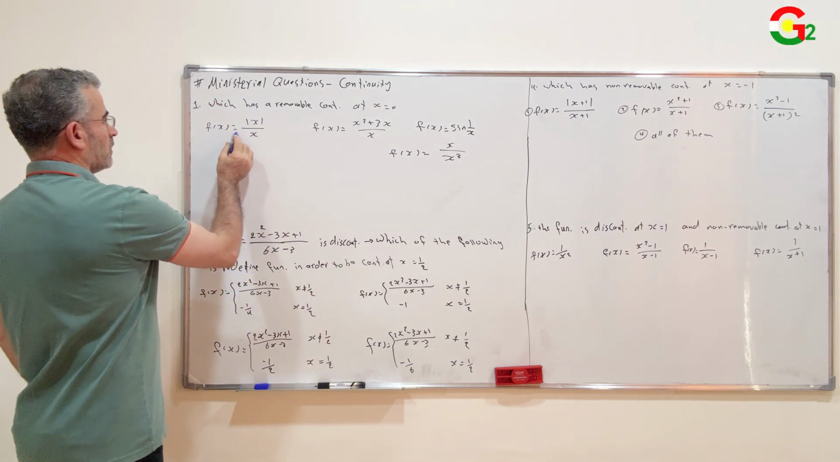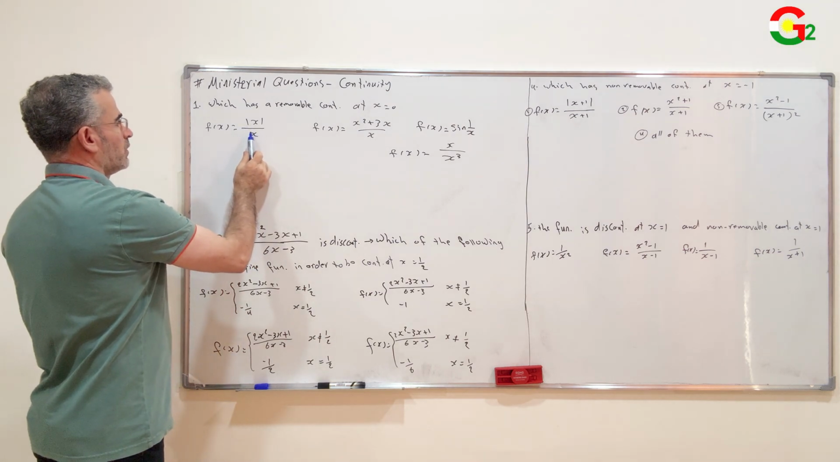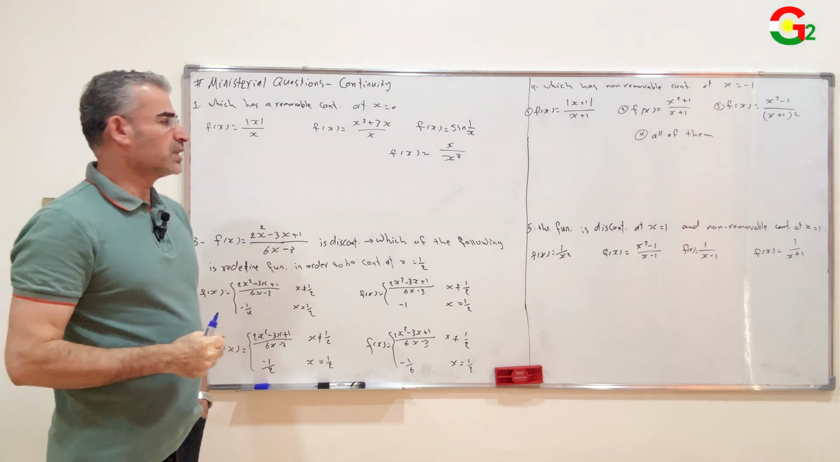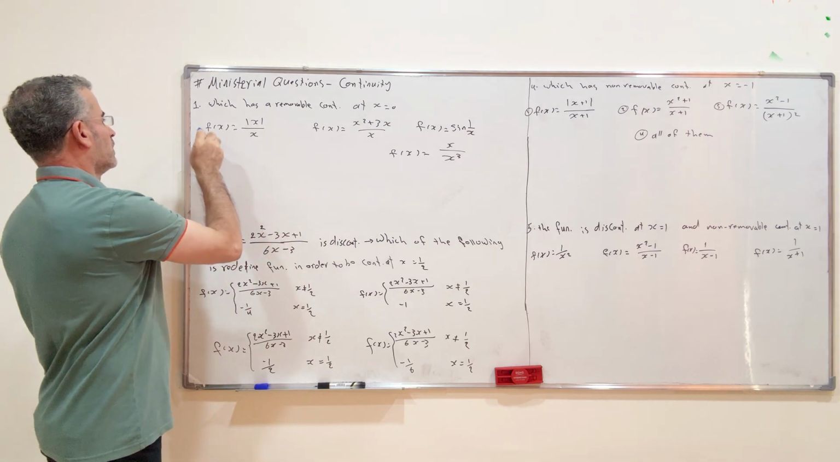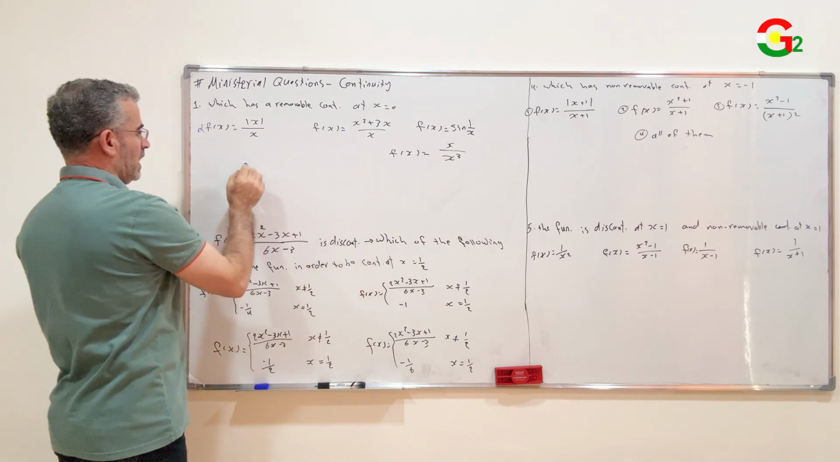This function, we solved it before, it has no limit when x approaches 0, because when x approaches 0 from the left it is negative 1 and from the right is 1. So this choice is wrong. This function has a limit.